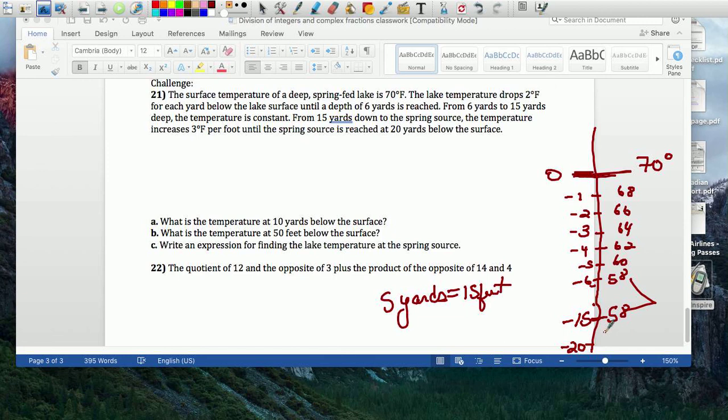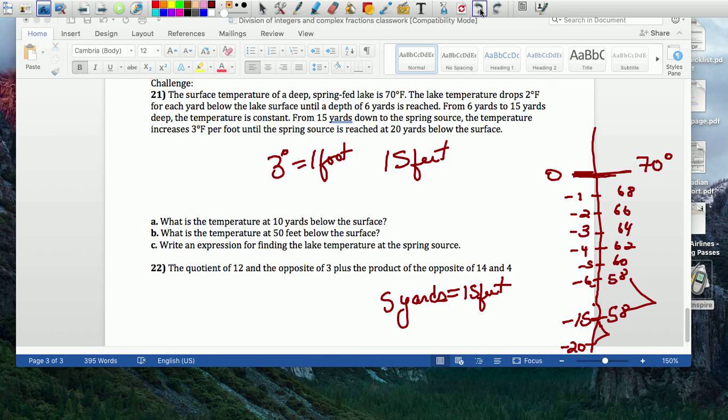So from here, there's 15 feet. So 15 feet, and what did it say? 3, so 15 feet, and 3 degrees per foot. So from here to here, from 15 to 20, it's going to increase 3 times 15. There's going to be a temperature increase here of 45 degrees. So it's going to be plus 45 when you reach the bottom.